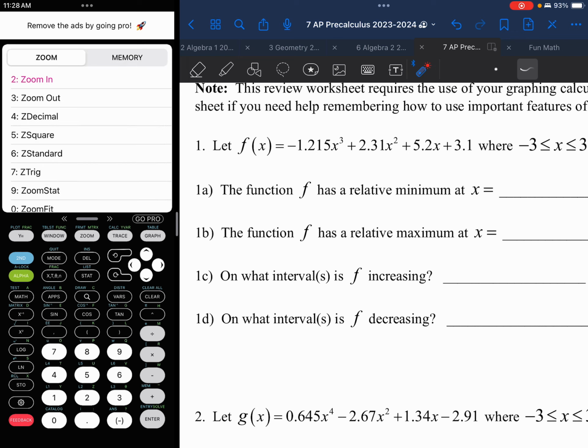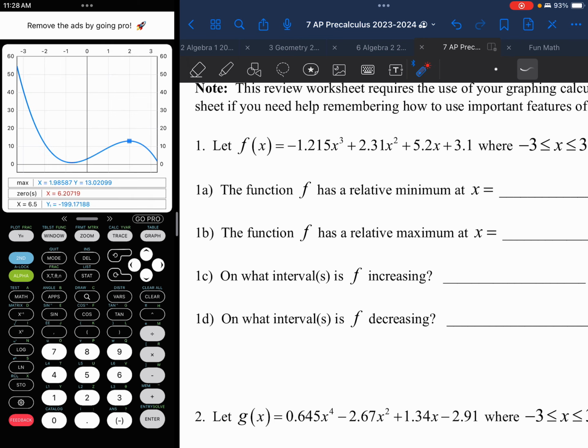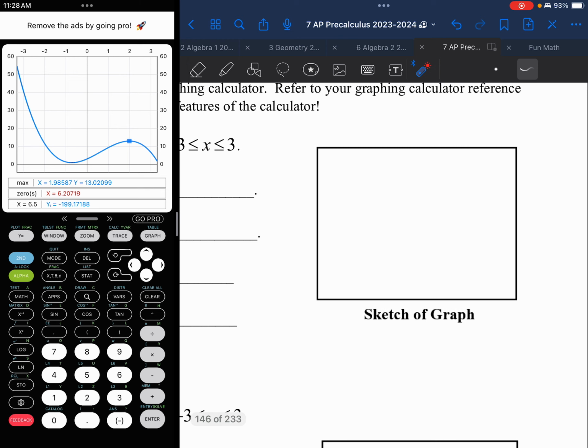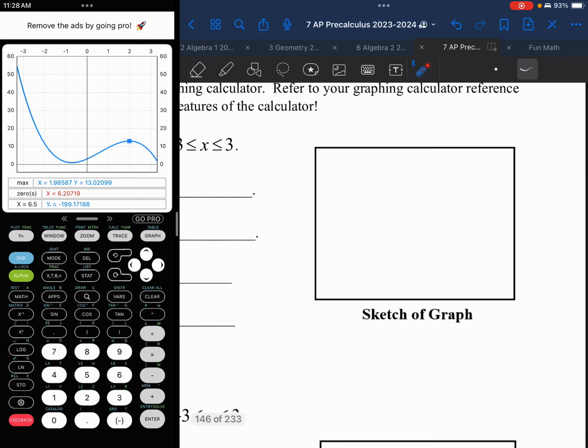If I hit zoom and then zoom to fit, which is 0, so zoom 0, it will show this graph. The very first thing that we want to do is make a sketch of this graph, and you can see that my graph does go from like -3.2 all the way to +3.2 as opposed to -3 to +3, so it's a little bit off.